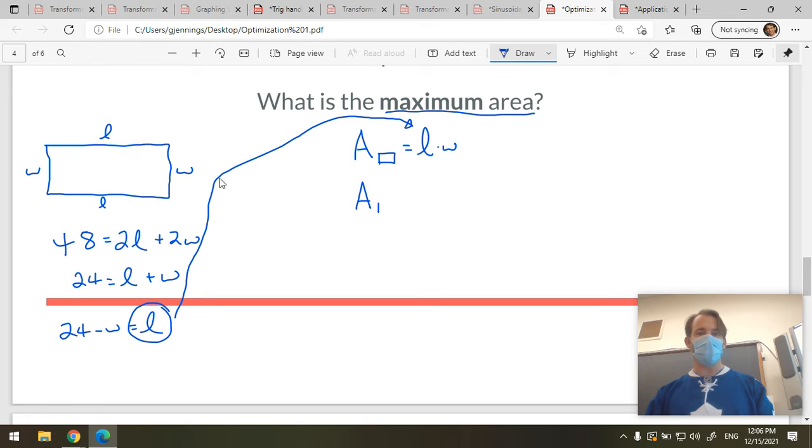Area of the rectangle is going to be equal to not length times width. Well, it is, but another way of saying length is 24 minus W. 24 minus W times W. Okay? Now that is going to make what kind of shape when I graph it?